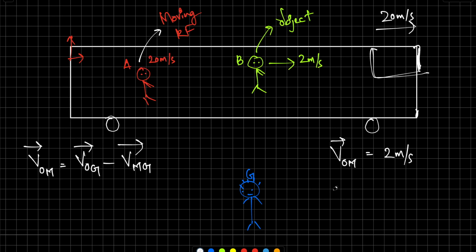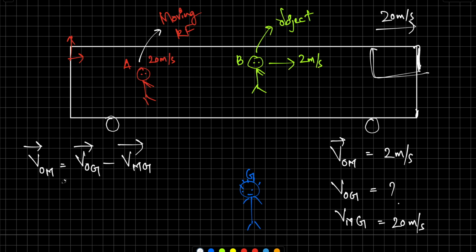And what is VOG? Velocity of the object, or velocity of person B, with respect to this guy standing on the ground. That is VOG. We don't know it, we are going to find that. What about VMG, the velocity of the moving reference frame with respect to ground? According to this guy, the bus is moving 20 meters per second. So is this guy, person A, right? So the velocity of the moving reference frame with respect to ground is 20 meters per second.